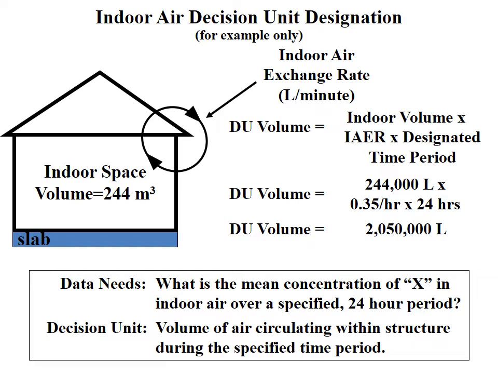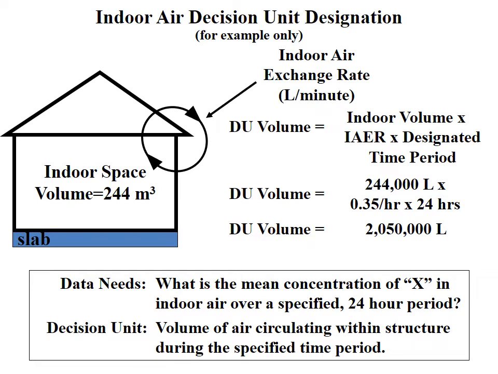To calculate the volume, we can look at the indoor air volume times the indoor air exchange rate times the designated time period. Just using this example, this is the default indoor air space volume for a single-family home, 244 cubic meters. Times, we'll assume an indoor air exchange rate of 0.35 times per hour. That's the minimum indoor air exchange rate recommended for residential structures. Times 24 hours, we come up with a decision unit, or DU, volume of 2,050,000 liters.